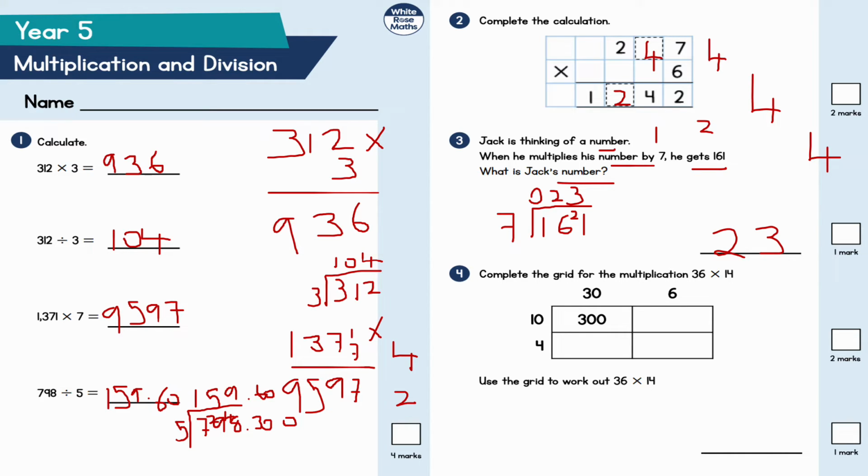This is question number 4. Complete the grid for the multiplication of 36 times 14. 10 times 6 is 60. 4 times 30 is 120. 4 times 6 is 24. If I add all these numbers, I get 420, 480, 480 plus 24 is 504. But again, you can go ahead and use column addition for that.